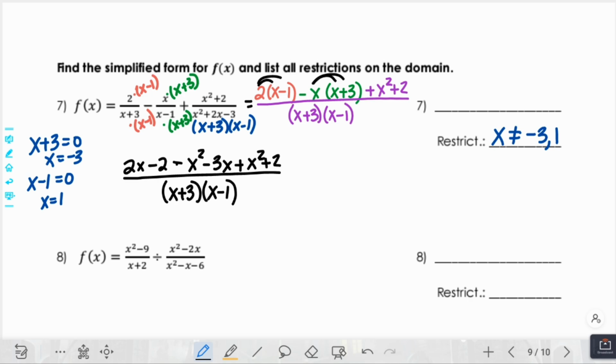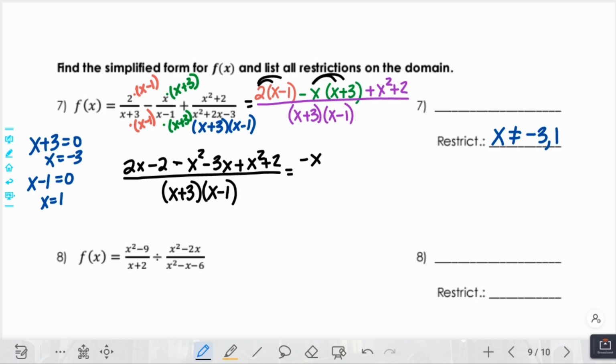Okay, let's go ahead and combine like terms up in the numerator. So it looks like my x squareds cancel out because negative x squared plus x squared is 0x squared. Next, I've got a 2x minus 3x. That gives us a negative x. And then I have a negative 2 plus 2, which is going to give us 0 again. So we've got negative x.